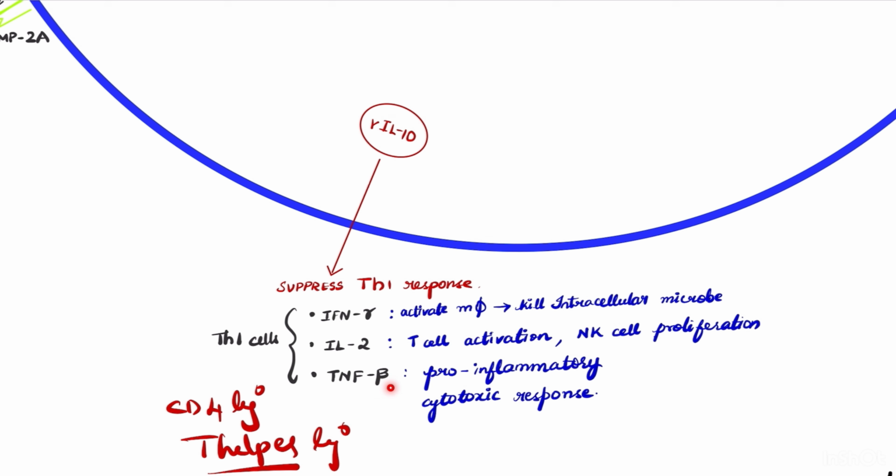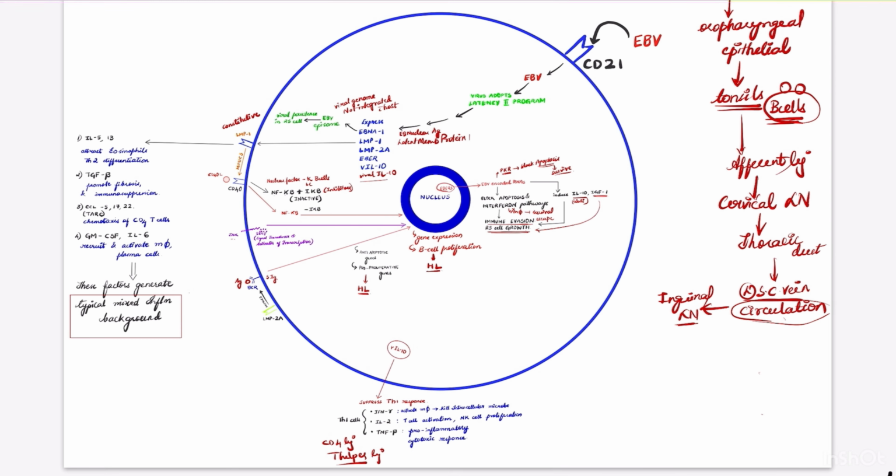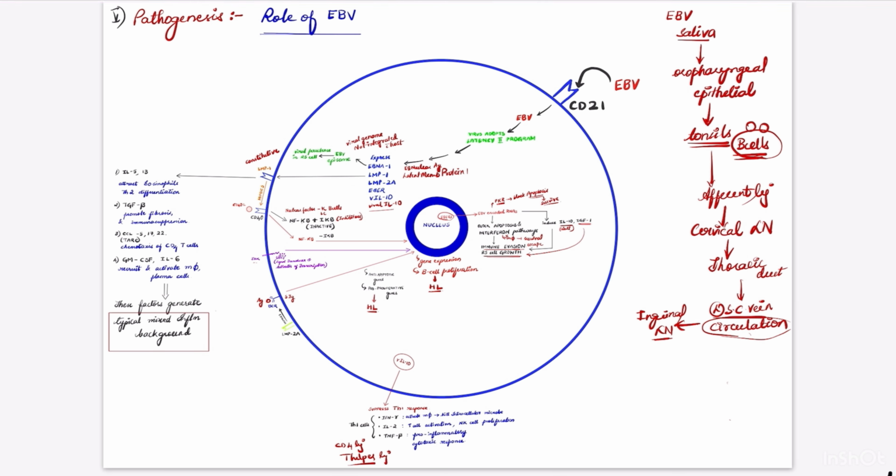Tumor necrosis factor beta, TNF beta, will secrete pro-inflammatory cytokines and cause a cytotoxic response. Cytotoxic means the infected cell is killed by these T lymphocytes. So these are the normal functions of the Th cell, all good functions of the Th1 cells. These are suppressed by this viral interleukin. So viral interleukin 10, produced by the virus in the cytoplasm, will suppress all the good actions of the Th1 cells so that it can survive. So this is in brief about the pathogenesis.